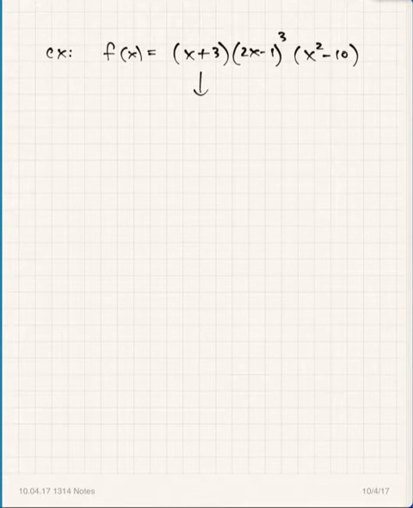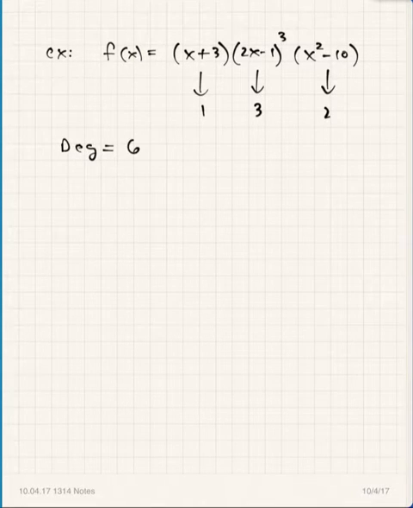The degree of this first factor is a 1. The degree of the second factor, since that's cubed, is going to be 3. Because you have that x on the inside of the parentheses, but it's going to be multiplied by itself 3 times. So you're going to end up with an x cubed. And then the degree of this factor is 2, because that's an x squared on the inside. And so the degree of this particular polynomial function ends up being 6. When you multiply everything out, you'd end up with an x to the 6th in there somewhere.